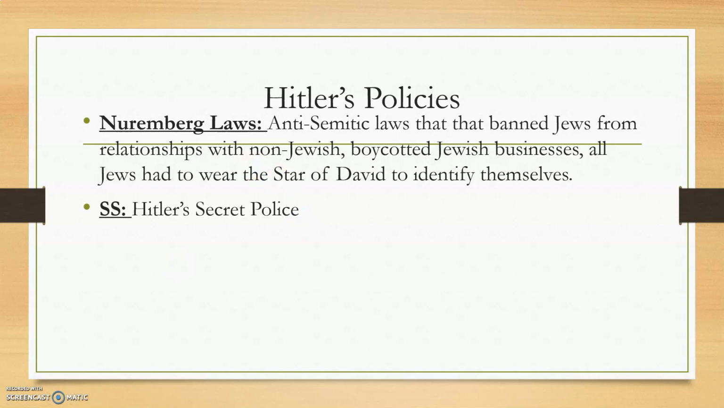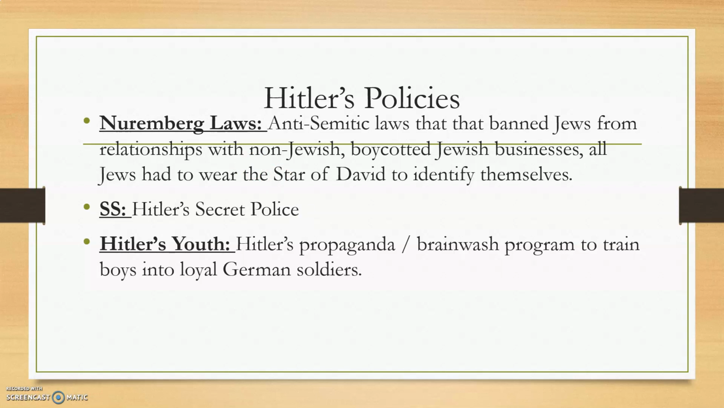The SS were Hitler's secret police that we talked about. And Hitler had a youth program that you're going to read a little about. It was basically Hitler's propaganda slash brainwash program to train boys into loyal German soldiers, nationalism, loyal to Hitler. Think about it. As a teacher, I'm not saying you trust me with your life or anything like that. I hope you feel comfortable doing that. But what I'm saying is if you hear something from kindergarten through 12th grade from all of your teachers and people that you trust and have a little bit of respect for, you're going to believe it.